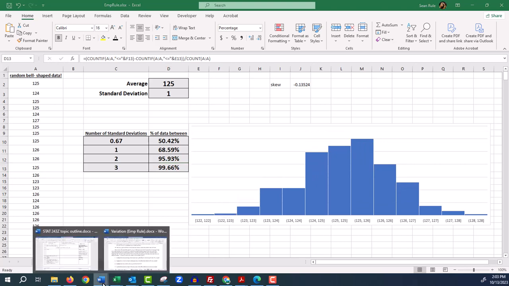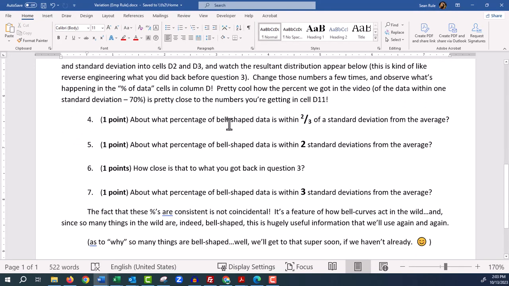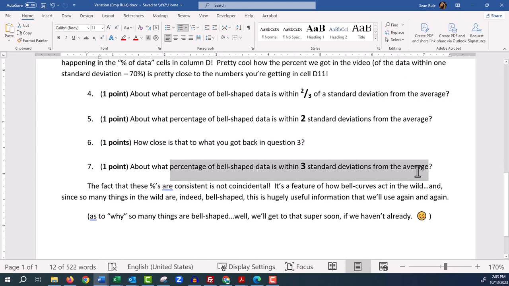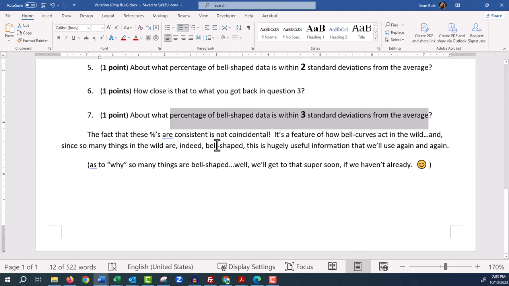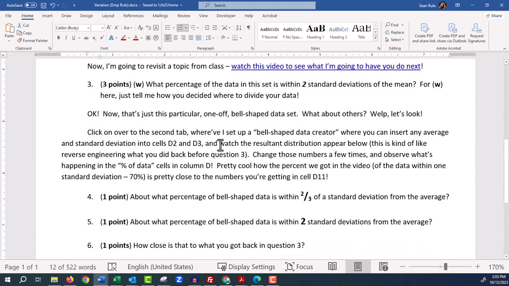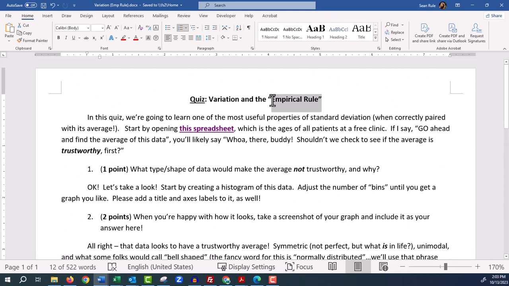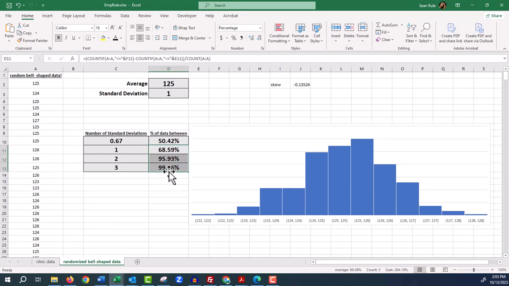And that's what I wanted you to do down here. This is about 50% of the data. This is roughly 95%, which is pretty darn close to what you got back in question 3. And this is roughly almost 100%. And we did Google in class what the empirical rule is, which effectively tells you 2 things. It tells you in a bell curve that you're going to have these percentages. It doesn't include the 2/3 of a standard deviation, which really kind of makes me sad. I think that's a very useful number, where half of your data is. But it tells you that within this number of standard deviations, you have this percent of data.